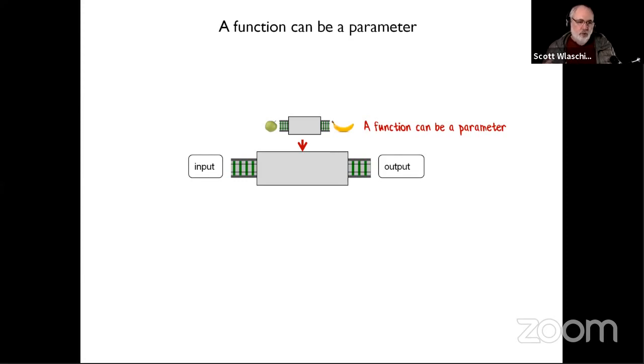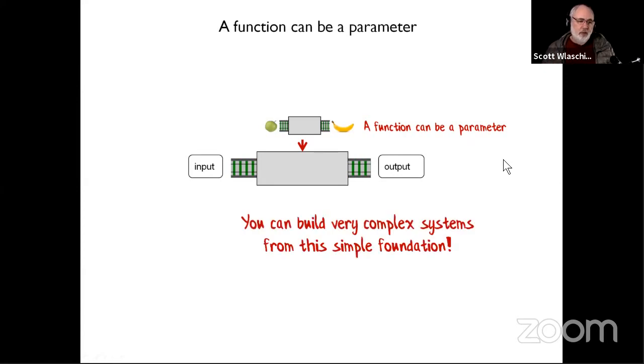So this is what you might call the strategy pattern in object-oriented programming. There's some extra thing you pass in that controls how the main thing works. And in functional programming, everything is a function. So we pass in functions that control how other functions work. And this is the basic idea behind functional programming. Everything can be built from this simple foundation.